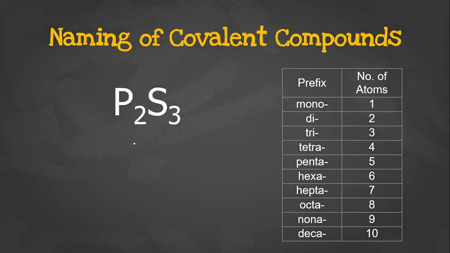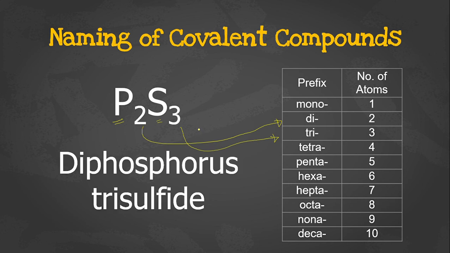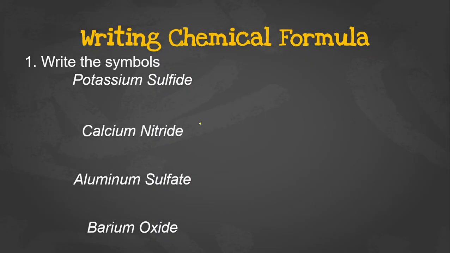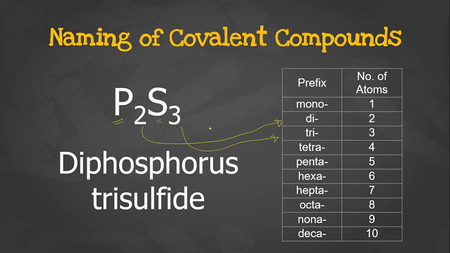Okay, another example, we have P2S3. P is phosphorus, dalawa, so di. And S3, S is sulfur, tatlo, so tri. So therefore, the name of this compound is diphosphorus trisulfide. Okay. So that's it for naming covalent compounds. So, tandaan lang yung mga rules na yan.